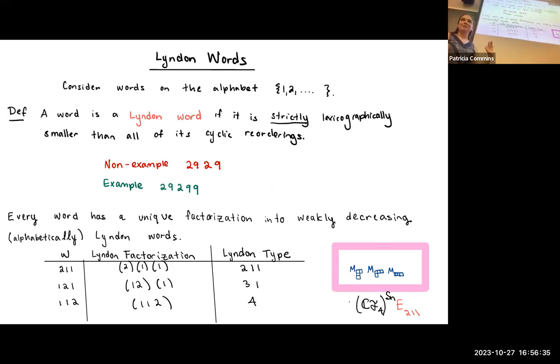The Lyndon type is something you get by just summing the letters within each factor. Here every letter has its own factor, so its Lyndon type is 2, 1, 1. Here you'd sum 1 and 2 and you get a 3 and a 1. And when they're all together, you get Lyndon type 4. So that's basically where these composition factors are coming from, which I think is a surprising answer.